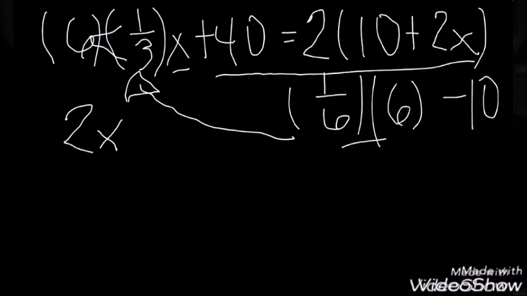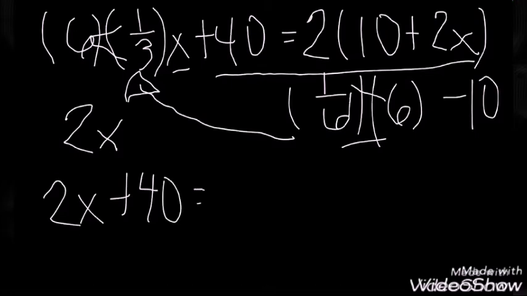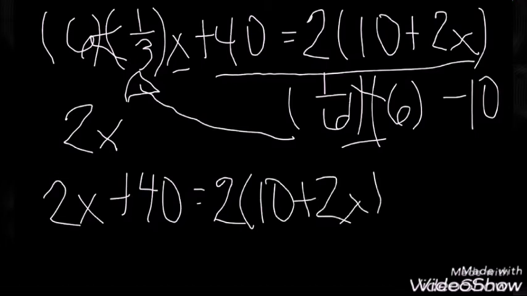So we multiply 6 and 1, which is 6, and then divide it by 1, or just an invisible 1. And so we rewrite it as x plus 40 equals 10 plus 2x, and this cancels out, and then minus 10.